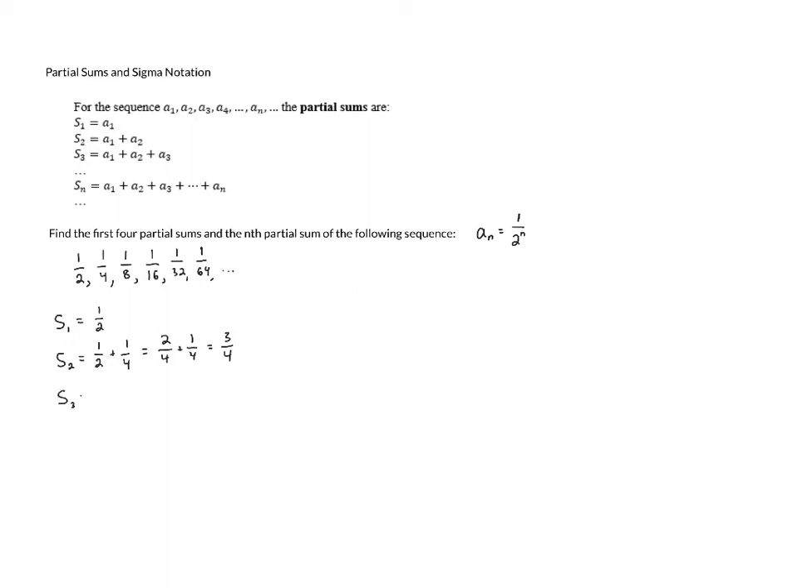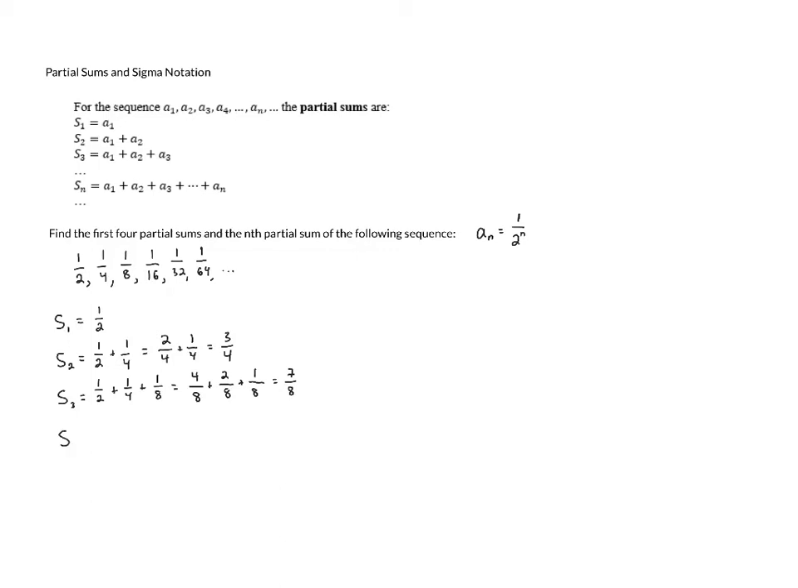Let's look at the third partial sum. This will be the sum of the first three terms, 1/2 plus 1/4 plus 1/8. We can get a common denominator for all of these, which is 8. And when we rewrite these fractions, we get 4/8 plus 2/8 plus 1/8. And when we add these, we get 7/8 in total. So the third partial sum is 7/8.